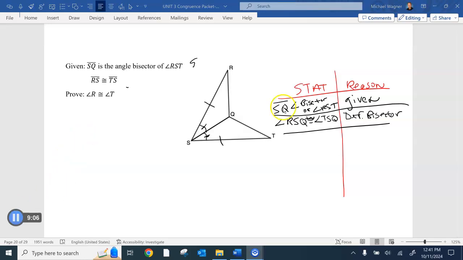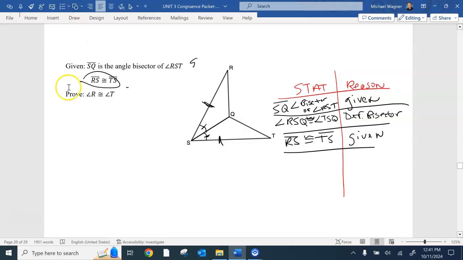Okay. The next, I've already marked it up over here, is this RS congruent to TS. And it's given, right, directly. Okay, now, what are we trying to figure out? We're trying to prove that angle R, this angle over here, is equal to that one, okay? Well, in order to do that, we also need to know that these two triangles are congruent. And how do we know that? If you haven't figured that out, take a moment and try to figure out why you know these two triangles are congruent.